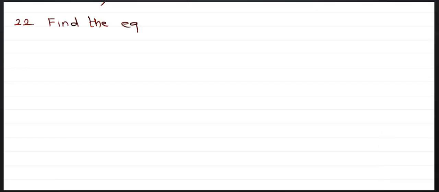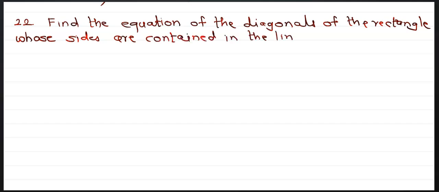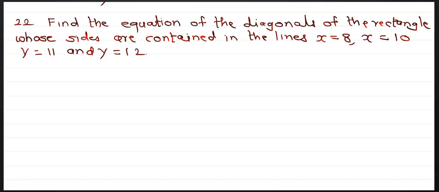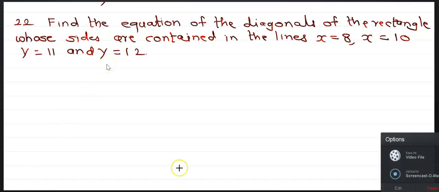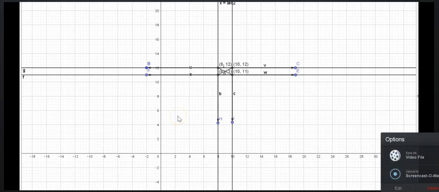22. Find the equation of the diagonals of the rectangle whose sides are contained in the lines x is equal to 8, x is equal to 10, y is equal to 11 and y is equal to 12. That means we will first draw these lines, and from them we will get a rectangle. These are the lines.